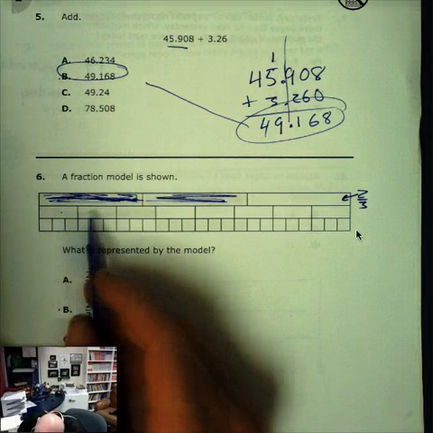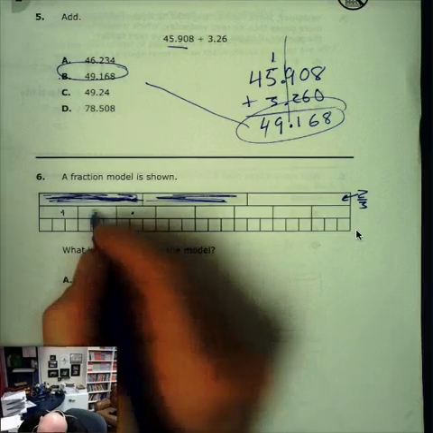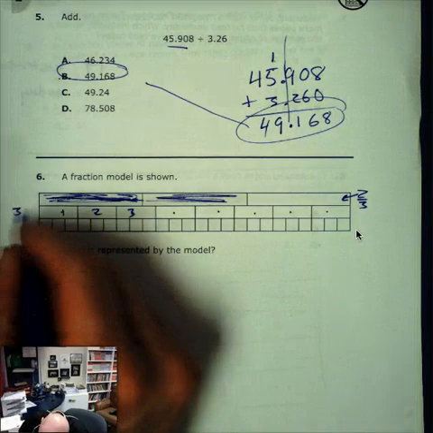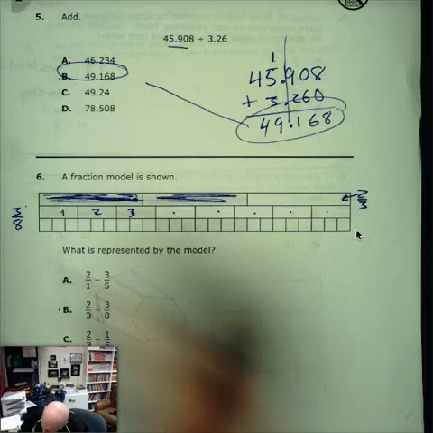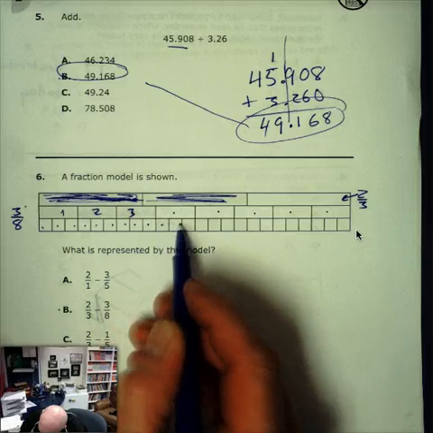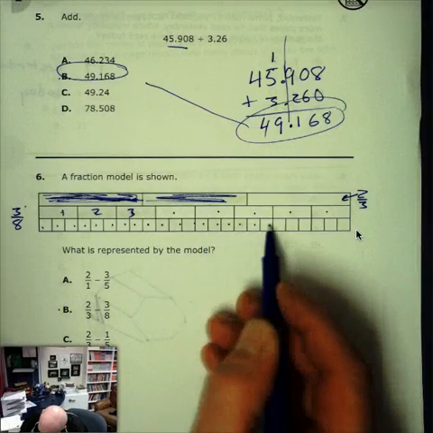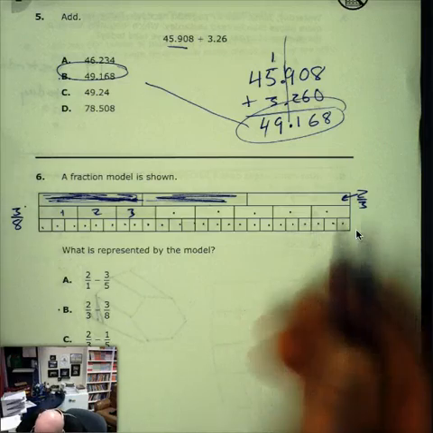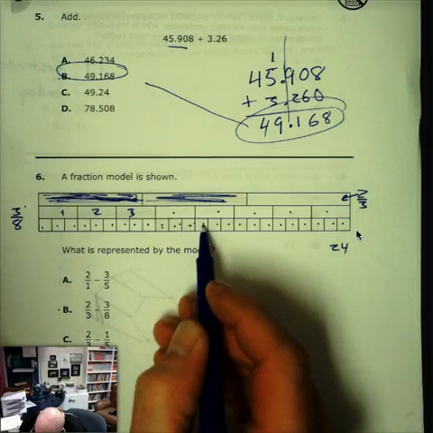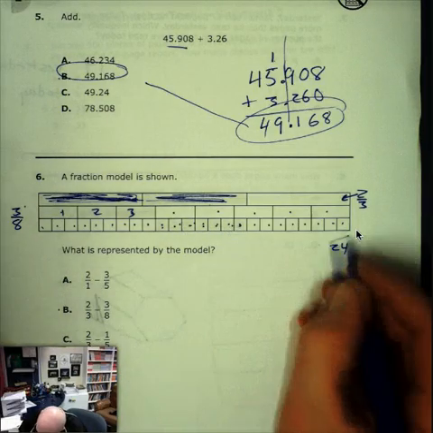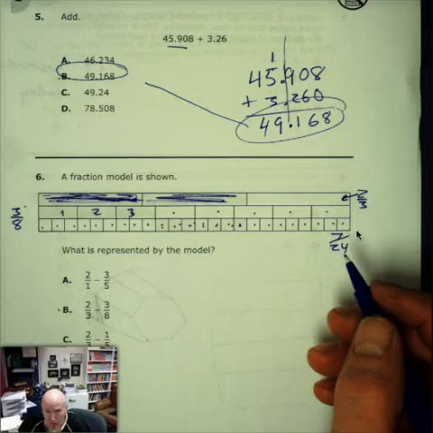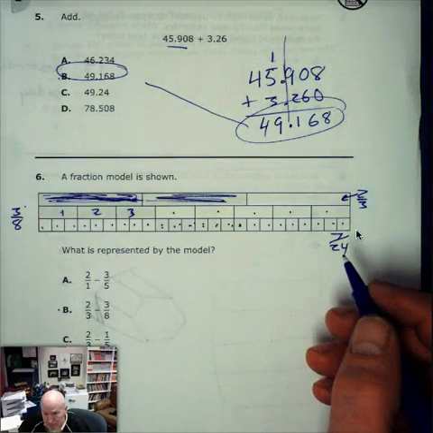Then it looks like I've got 1, 2, 3 out of 4, 5, 6, 7. So I got 3 out of 8 here. And then 1, 2, 3, 4, 5, 6, 7, 8, 9, 10, 11, 12, 13, 14, 15, 16, 17, 18, 19, 20, 21, 22, 23, 24. I've got 24 as my denominator here. And I've got 1, 2, 3, 4, 5, 6, 7 of them colored in, 7/24. So I'm trying to figure out what's going on here. But first of all, I had to identify what were the fractions in the strip.